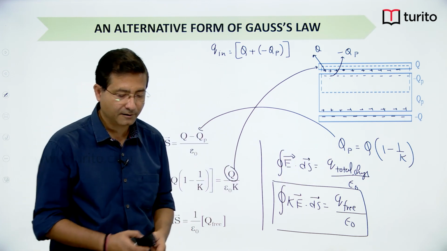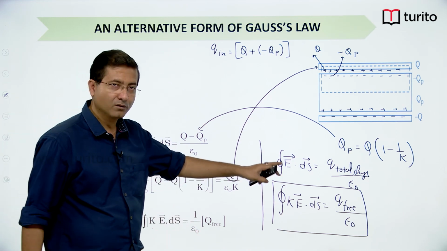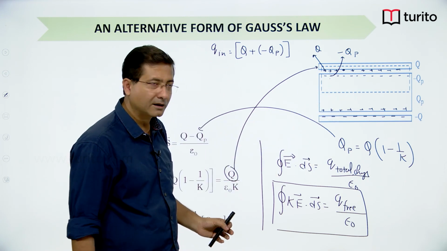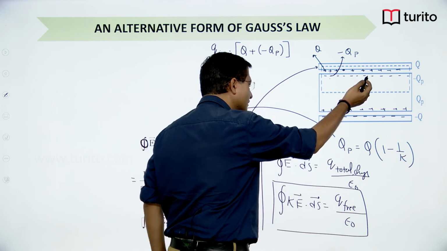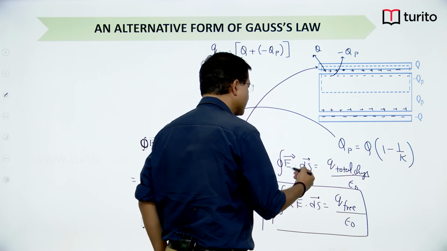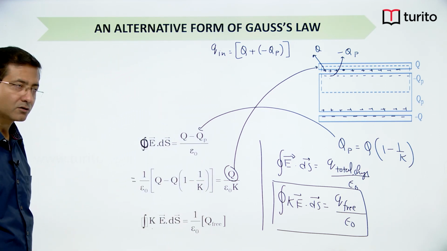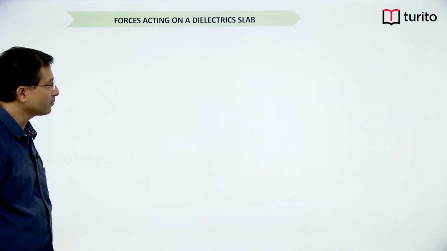I hope concept is clear. So, be careful while applying this Gauss law when dielectrics are involved, right. So, best thing you can remember is when you are writing E dot ds, write the total charge, whether it is free charge or bounded charge, you can write it this way, okay. So, alternative form of Gauss law is clear. Let us move to next topic.